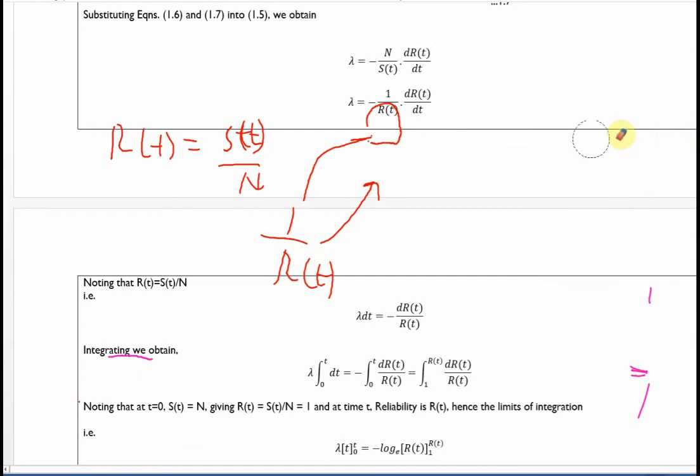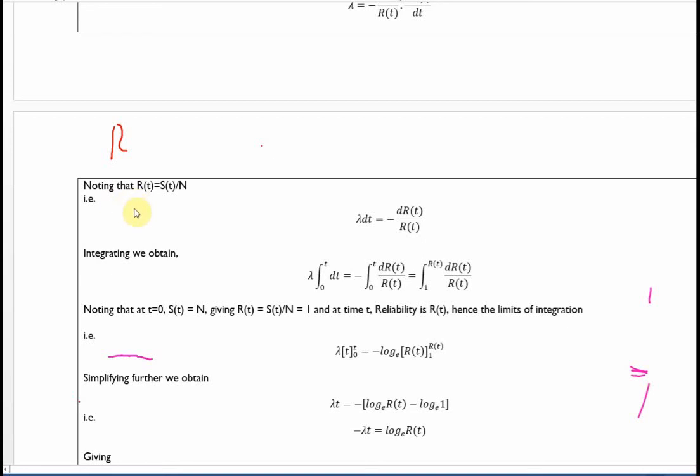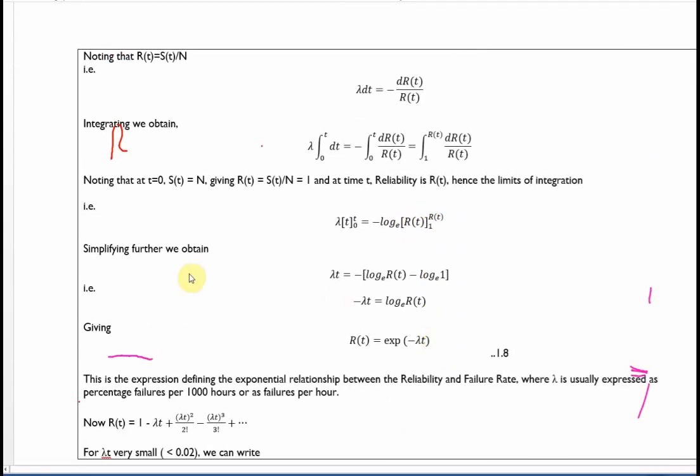And then we now come down to these points. Give me a moment, please. And then we move on to this point. We want to do this basic integration, taking limits from 0 to t, substituting. We now have minus log of e R of t, from 1 to R of t. Simplifying further, we obtain R of t is equal to exponential of minus lambda t. This is what we end up having.